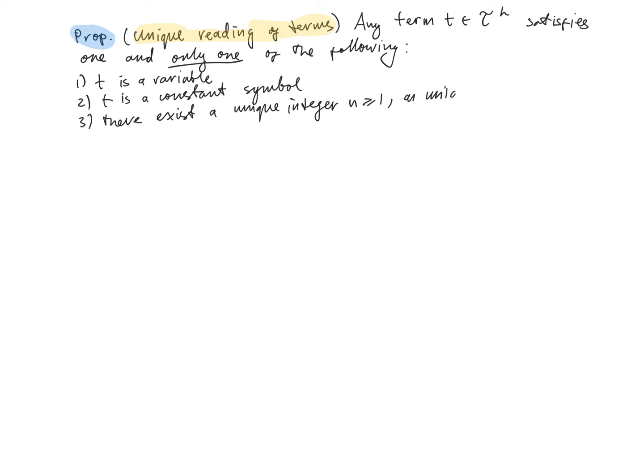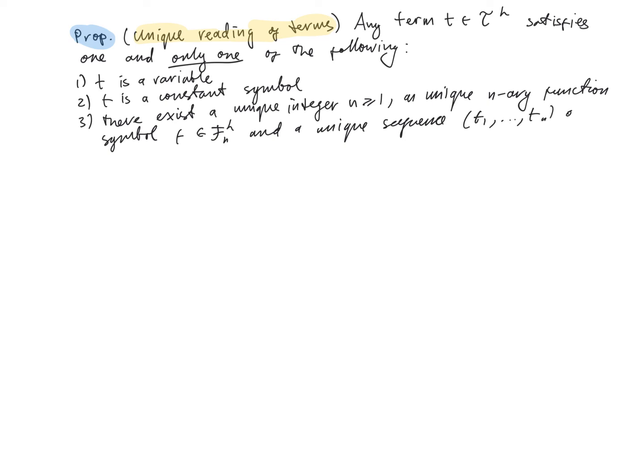a unique n-ary function symbol f in L, and a unique sequence T1 through Tn of L terms such that T is of the form F concatenation T1, etc., concatenation Tn. So any term satisfies exactly one of these three options. We leave the proof of this proposition as an exercise.